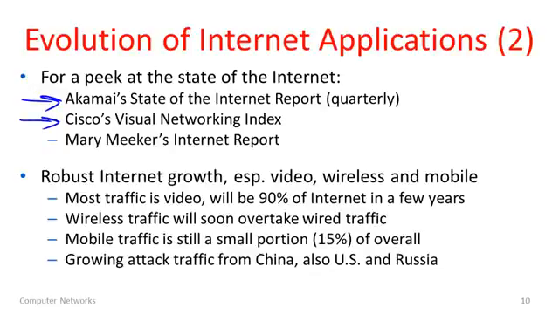Cisco also annually publishes a Visual Networking Index, which contains forecasts of how internet traffic is growing and changing. And Mary Meeker is also well known as an analyst who pulls together different sources of information and gives you her view of where the internet is heading.